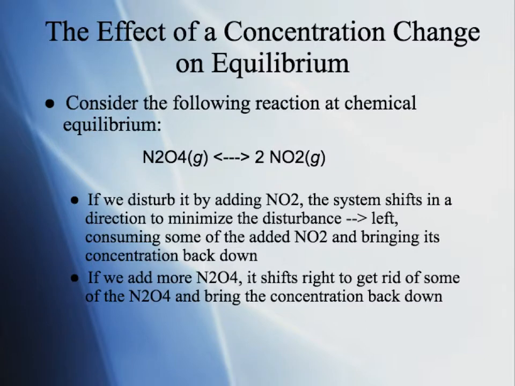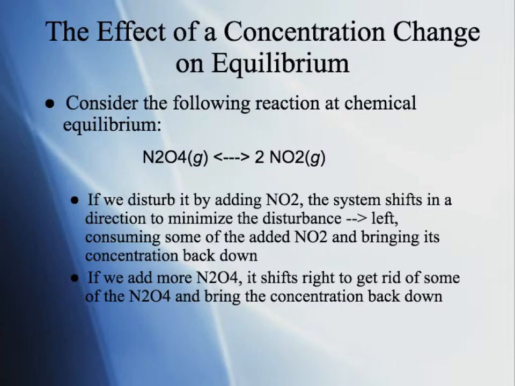So consider the following reaction at equilibrium. We have N2O4 breaking down to NO2, and that kind of goes back and forth. We can have the degradation of dinitrogen tetroxide to nitrogen dioxide, or we can also have nitrogen dioxide come together to form dinitrogen tetroxide. So this is a chemical reaction that goes in the forward and reverse directions.